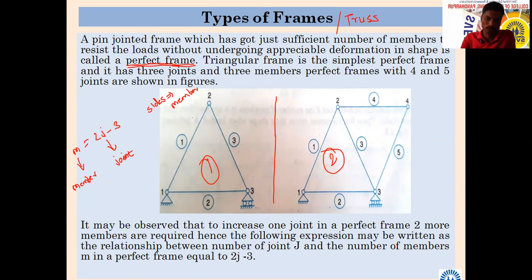And what do we call this point? What are we going to call it? Apex, vertex. Apex or vertex, whatever it may be, it is called a joint. So here in this first image, the circled ones are members, and the numbers 1, 2, 3 without circles are the joints. So if we take the example of the first triangular frame, how many members and how many joints are there? 3 members and 3 joints.